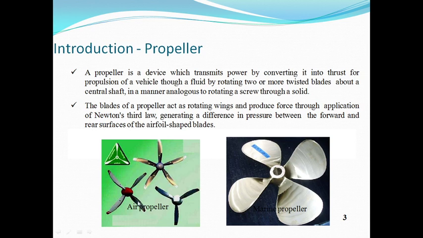Here you can see some of the pictures of the propellers. There are multiple types of propellers. On the bottom left hand side, you can see a number of propellers. Some propellers have 3 blades, some have 4 blades, and some have 5 blades. We will understand more details about the number of blades and its impact on the thrust slowly down the line. Whereas on the right side bottom, you can see the picture which shows the marine propeller. If you see the difference between the aero propeller and the marine propeller, even though the number of blades is 4 here, the swept area is very high in the marine propeller. We will understand more details in the consecutive slides.